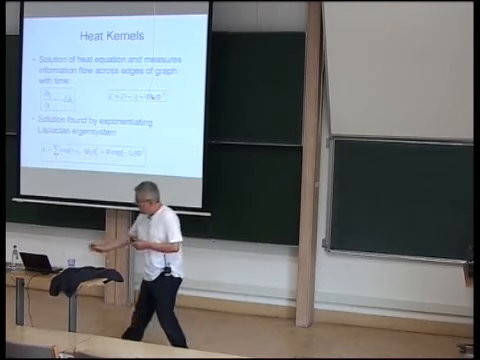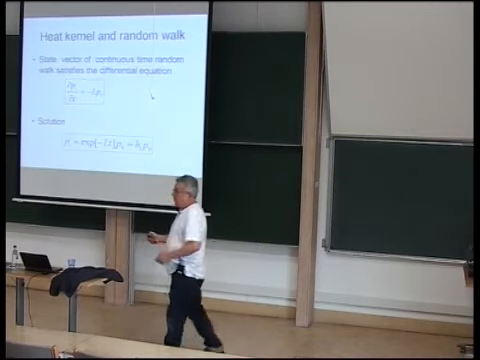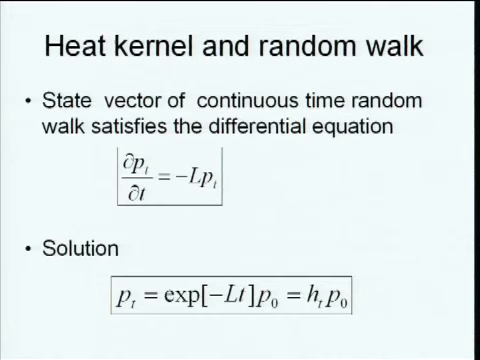So that's the heat kernel. Why is it interesting? Well, if we write down the differential equation for the state vector of a continuous time random walk on a graph, it's dp/dt equals minus L times p, where p is a vector which has the probabilities of visiting nodes at time t as its components.